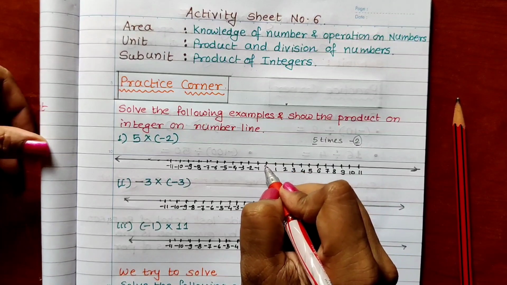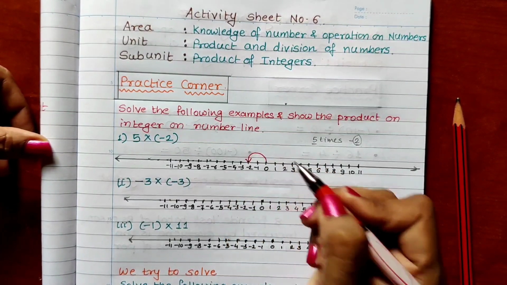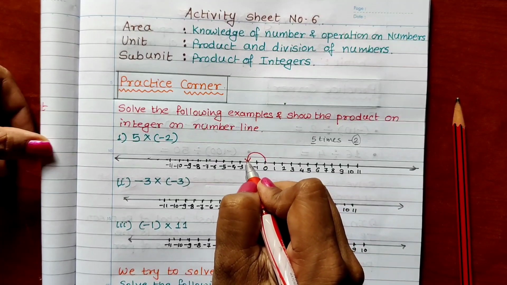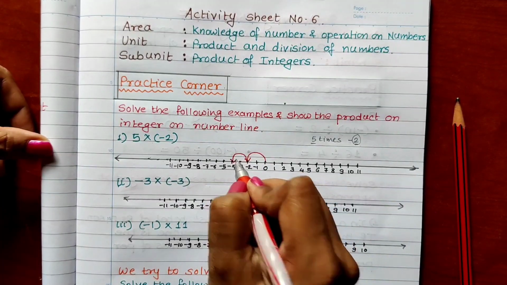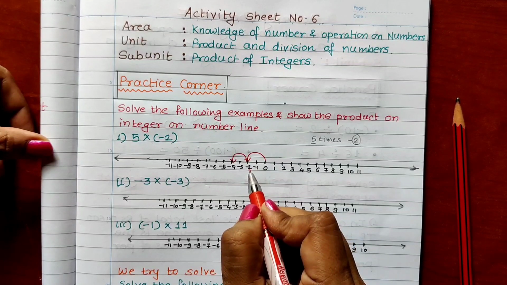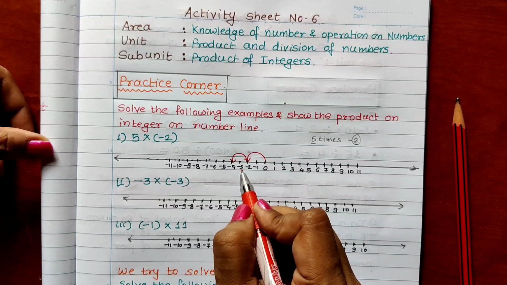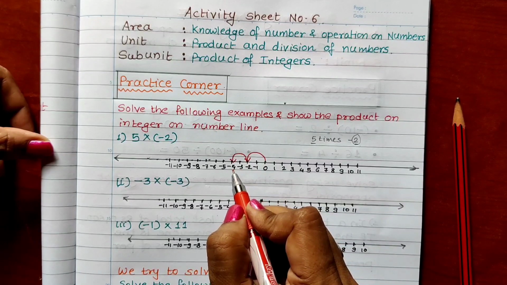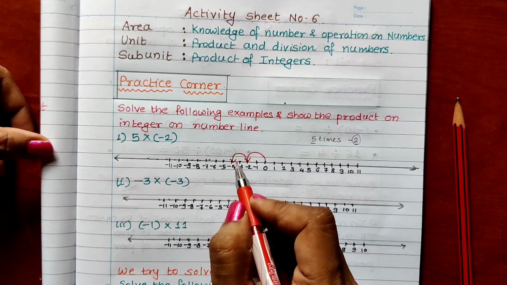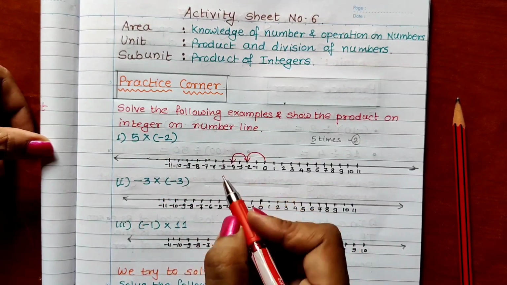So let us show the jumps. First jump of 2 units, 0 to minus 2, first jump. Second jump, minus 2 to minus 4, 2 units we are taking. 0 to minus 1 is one unit, minus 1 to minus 2 is second unit. Here also minus 2 to minus 3 is one unit, minus 3 to minus 4 is second unit. In this way jumps of 2 units we have to take on the left hand side of 0.